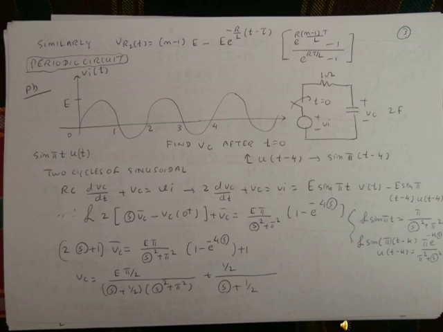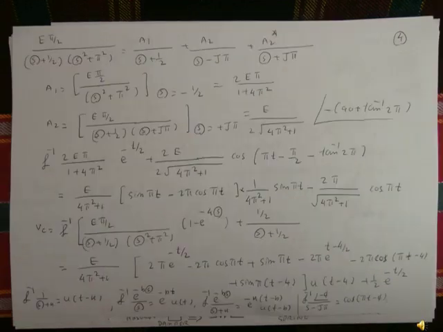We continue to solve the problem. So that will be e^(π/2) divided by (s + 1/2)(s² + π²) equal to A1 divided by (s + 1/2) plus A2 divided by (s - jπ) plus A2 conjugate divided by (s + jπ). So A1 is equal to e^(π/2) divided by (s² + π²).